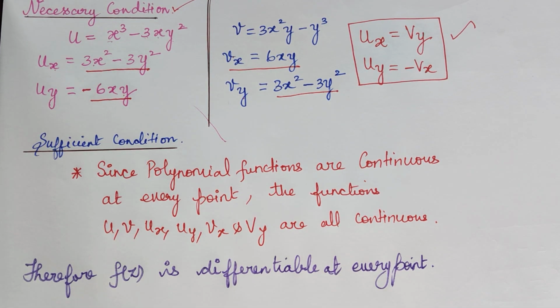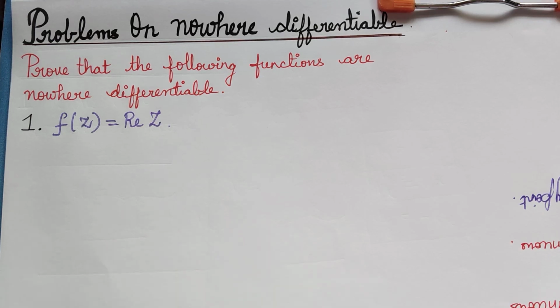Hence, it is proved. In our next video, we will see problems on the topic nowhere differentiable. That is, a function f of z is said to be nowhere differentiable. In order to prove that a function is nowhere differentiable, it is enough to prove that the CR equations are not satisfied. If the CR equations are not satisfied, then we can immediately conclude that the function f of z is nowhere differentiable.